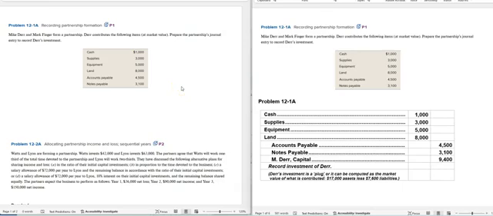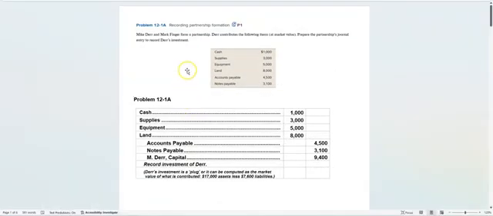All right, example problems from chapter 12. This chapter is looking at the accounting for partnerships, and we're really focusing in on the equity portion of a partnership. So this first example is going to look at how we record the forming of a partnership.